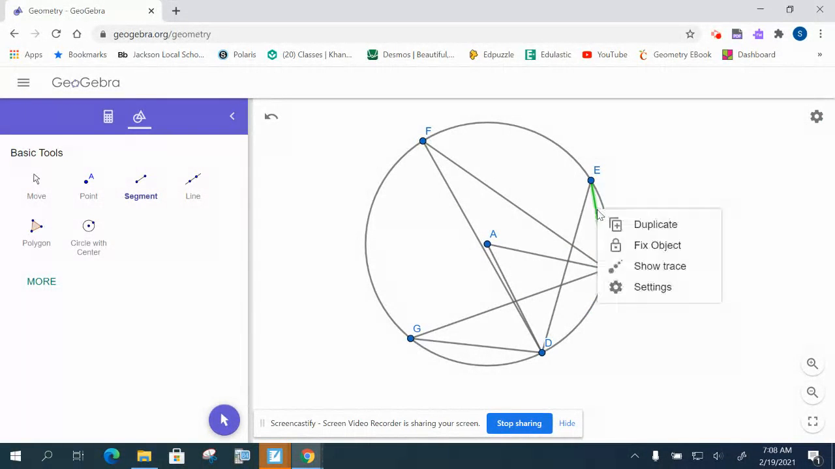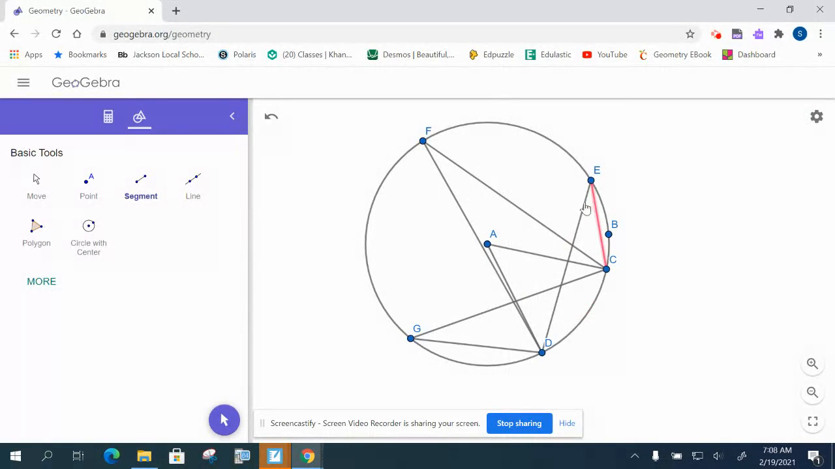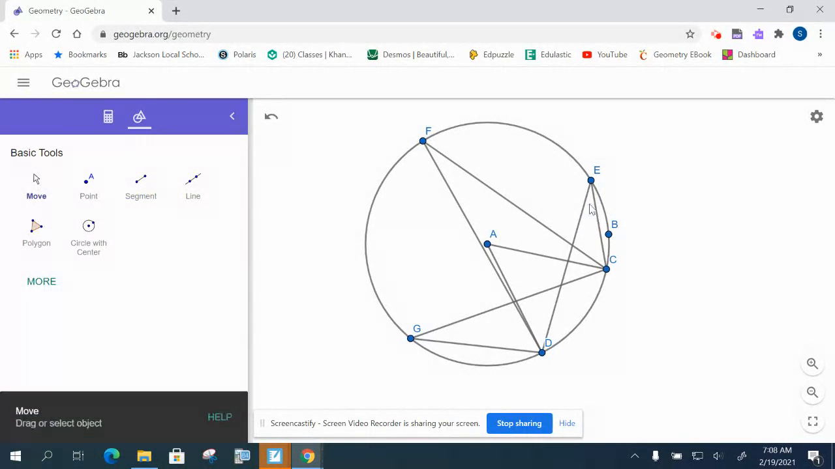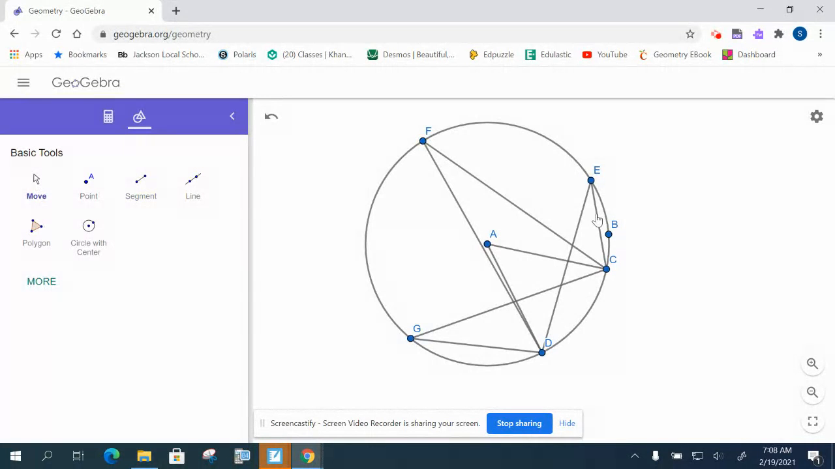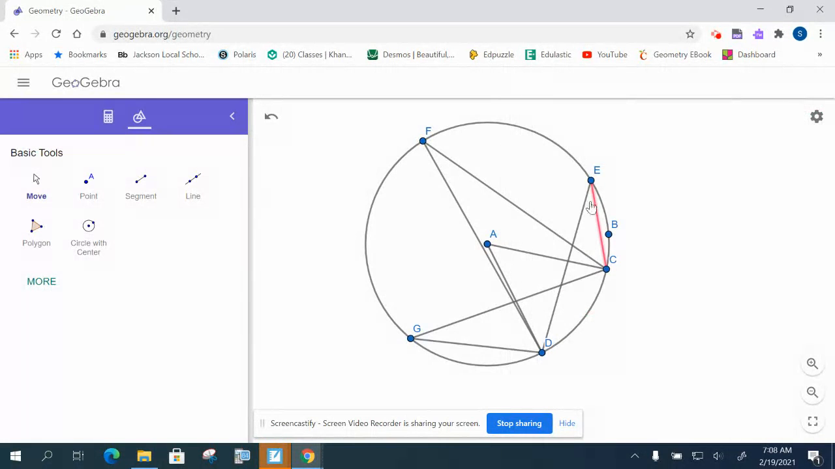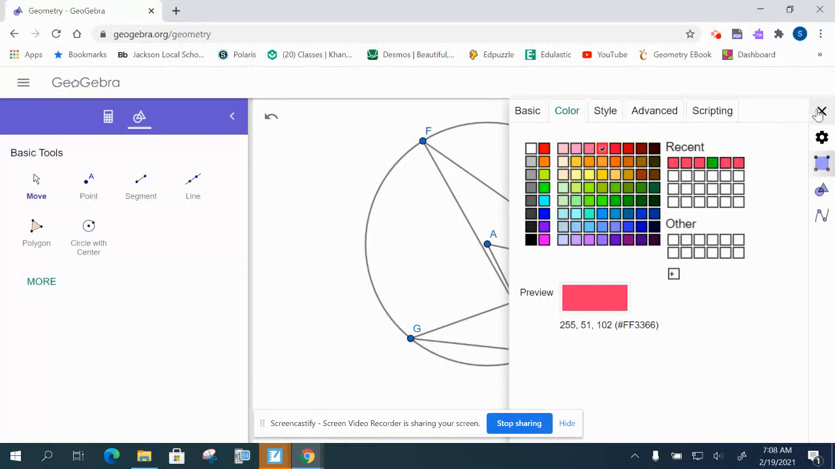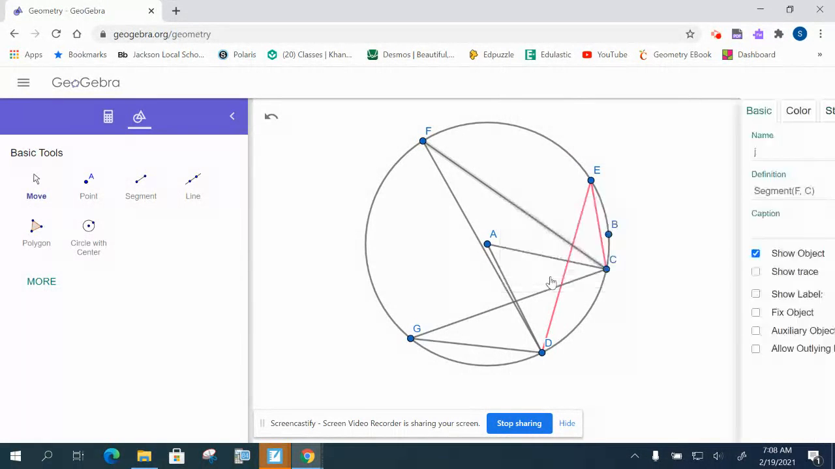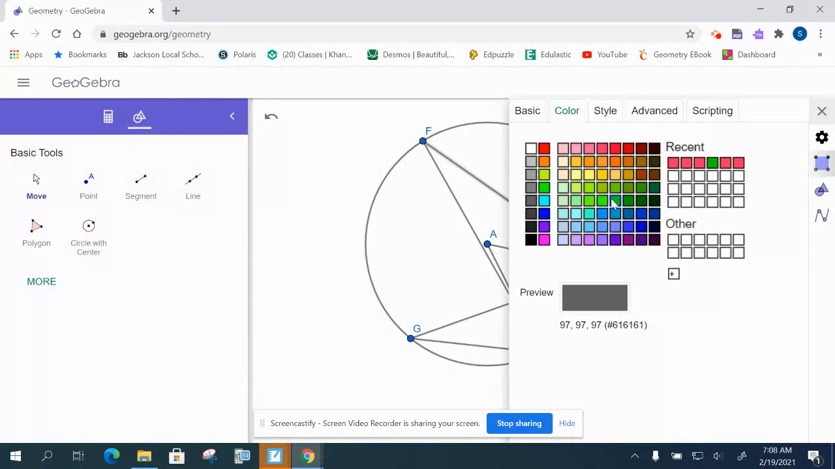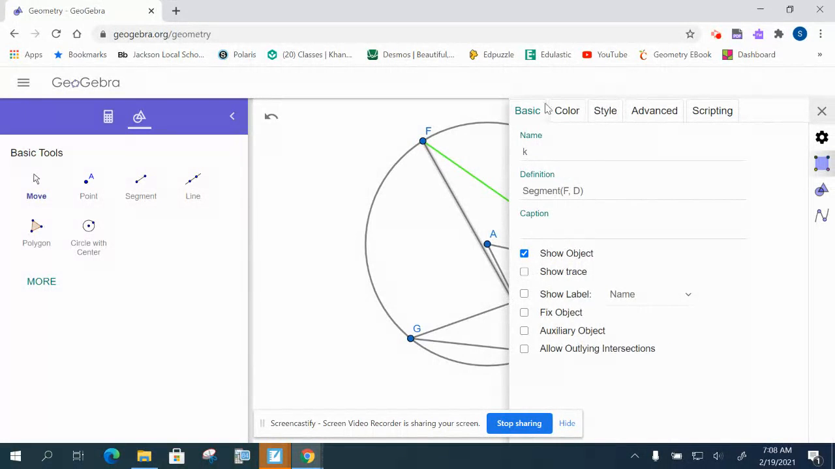Oh, that's not what I wanted. I tell you, GeoGebra keeps... Oh, no. Go back. GeoGebra has kind of changed some of their settings around since I've done this last year. So hopefully we can get this to work. I'm going to do this one. Green. Okay. Maybe I was just not clicking on the right one.